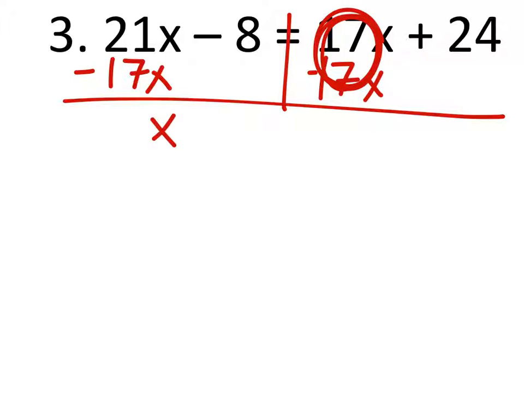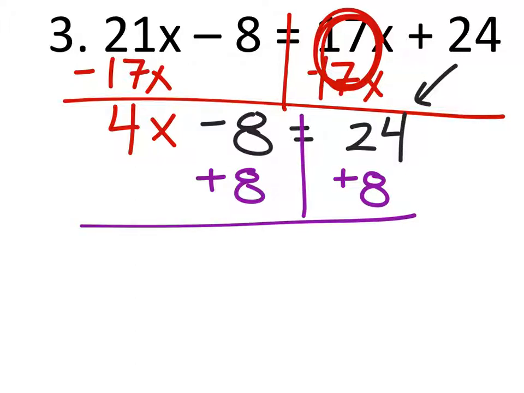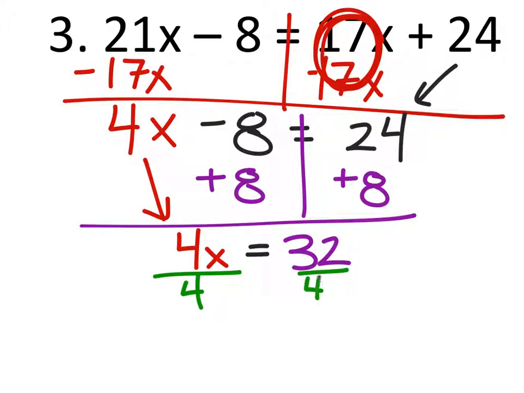21x minus 17x gives us 4x. Then we got this minus 8 equals, we'll drop this 24 right across. Now that 0 just goes away. It's the additive identity, so we don't need to write it in. And from right across, we'll add 8 to both sides to get rid of the minus 8. And we're left with 4x equals 32. Then we'll divide each side by 4. And we see then that x equals 8.